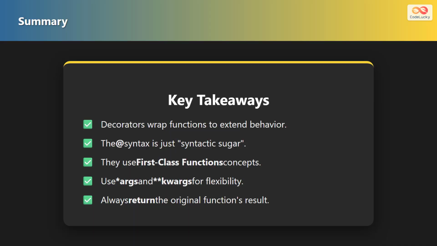To recap, decorators are a powerful way to wrap functions and extend their behavior. The @ symbol is just a shortcut for passing a function into another function. Remember to use *args and **kwargs to handle arguments, and always ensure your wrapper returns the result of the original function. You are now ready to write cleaner, more efficient Python code.